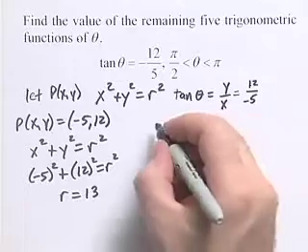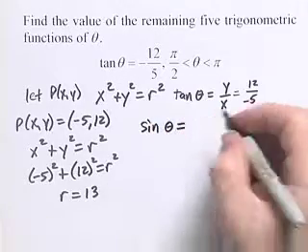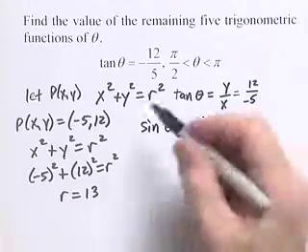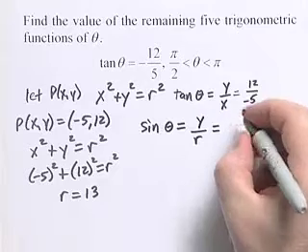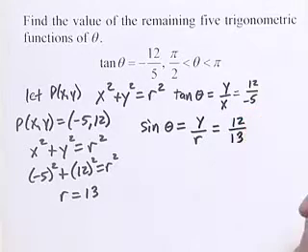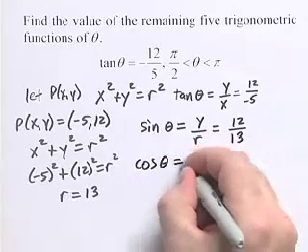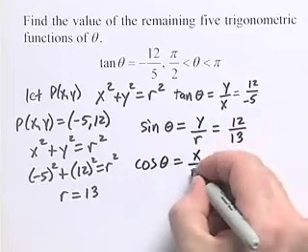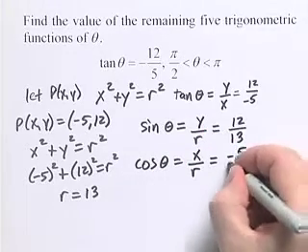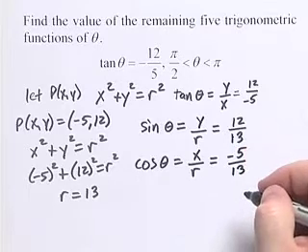We'll start with sine. The sine of theta is equal to y over r. We know that y is 12 and r is 13, so we get sine of theta is 12/13. For cosine theta will be x over r. Put in our value for x, that's negative 5. r is 13, so cosine is negative 5 over 13.